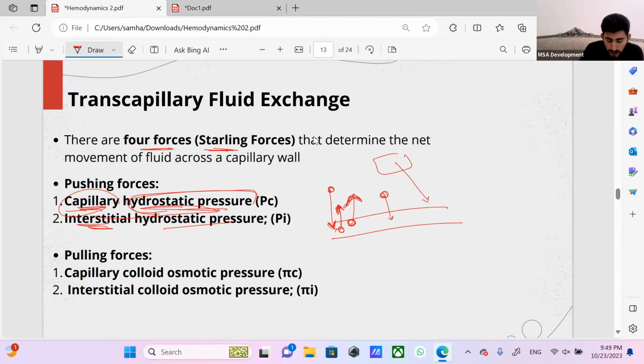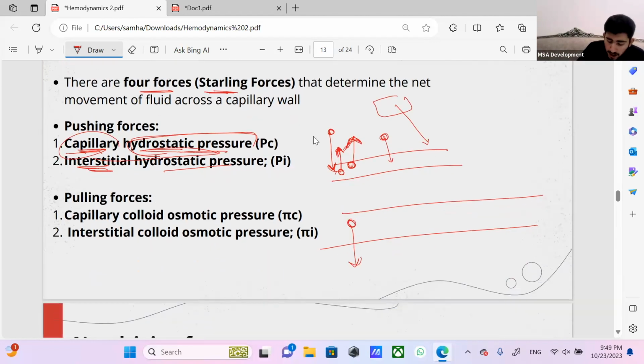Interstitial hydrostatic pressure is something outside the capillary moving things into the capillary, so it causes reabsorption. So in a blood vessel, we have two types of pushing forces, hydrostatic pressure. One of them is capillary hydrostatic pressure, which moves things outward. And we have interstitial hydrostatic pressure, which moves things inward. These are the pushing forces. Something is pushing outside and something is pushing inside. The one pushing outside is the capillary pushing force. The one pushing inside is the interstitial pushing force.